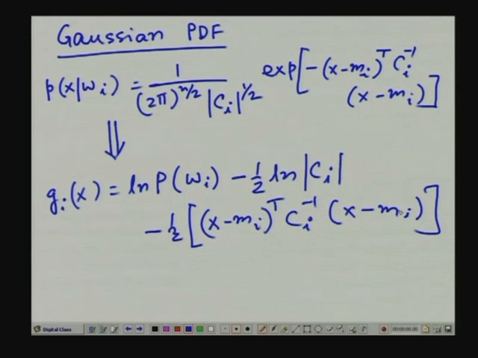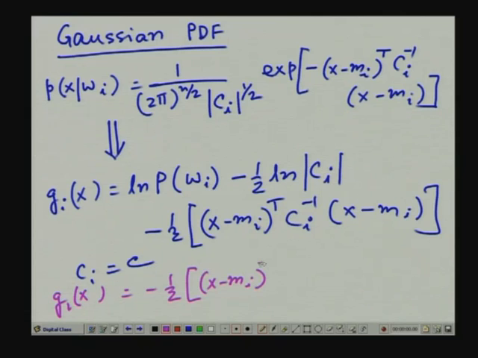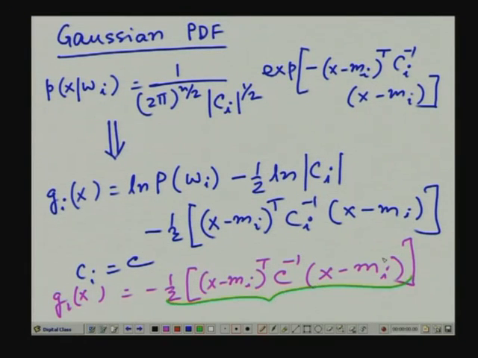So, if we make a few further simplifications, that if we say that the covariance matrix for all the classes is the same, that is C_i equal to C, and all the classes are equally probable, in that case g_i(x) simply becomes minus half into (x minus m_i) transpose C inverse into (x minus m_i). Here you find that such a discriminant function again leads to a particular type of minimum distance classifier, and for that minimum distance classifier we have to take this particular function as the distance function, and this is what is known as Mahalanobis distance.